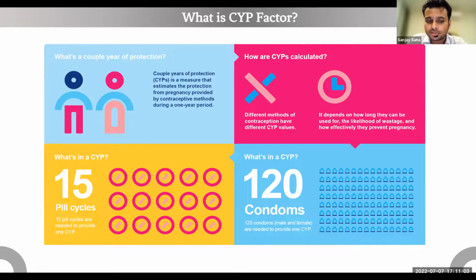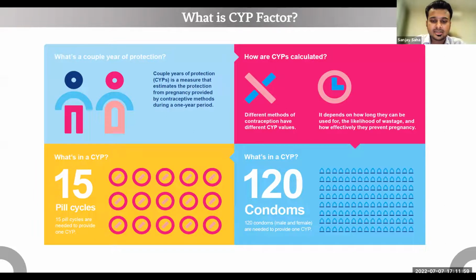So for example, if it is an oral contraceptive, the CYP factor is 15, which means in 1 year, to prevent pregnancy, a woman needs to have 15 pill cycles. So that's why the CYP factor is 15. The CYP factor for condoms is 120. The logic behind it is that 120 condoms are needed to provide one CYP, to provide 1 year of protection. So if this is the case, can you tell me what will be the CYP factor for medroxyprogesterone acetate, the injection that we're talking about? What would be the CYP factor going by this method of calculation?